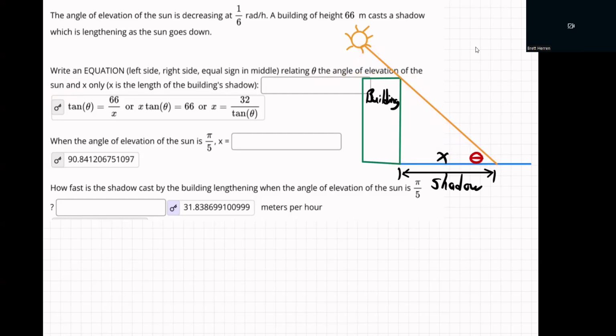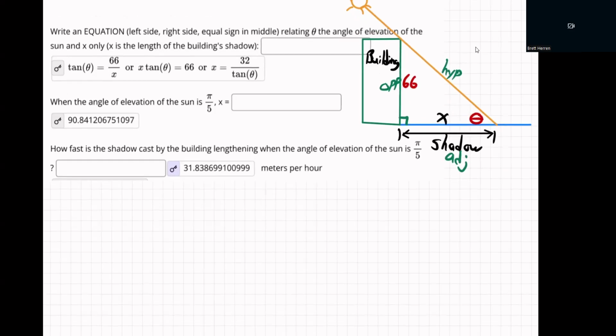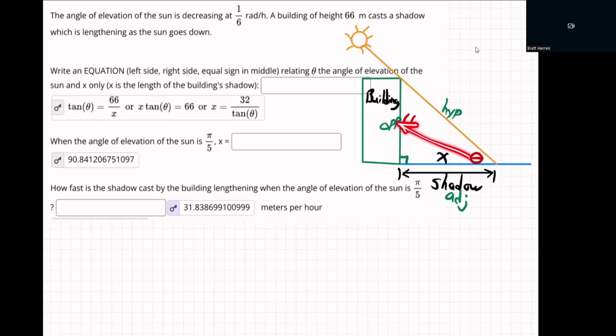Okay, and the building is height 66 meters. So let's put that over here. This is a 66 meter tall building. Well, you know how this works, right? From this, we need an equation. From this angle theta, this side here is the opposite. This is the hypotenuse, because it's across from the right angle. We're assuming that building is straight up and down. And then this side down here is the adjacent side. So we're thinking of SOHCAHTOA.